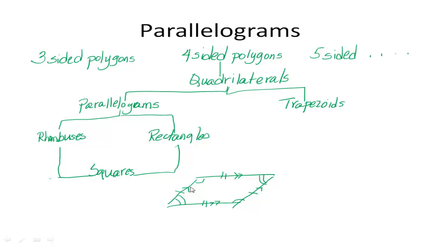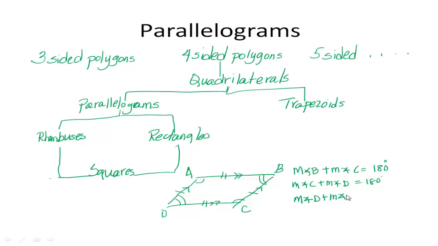That means if I label my vertices A, B, C, D, the measure of angle B plus the measure of angle C has to be 180. That's what it means when consecutive angles are supplementary. Also, the measure of angle C plus the measure of angle D is 180 degrees. Also, the measure of angle D plus the measure of angle A equals 180, and the measure of angle A plus the measure of angle B is 180.